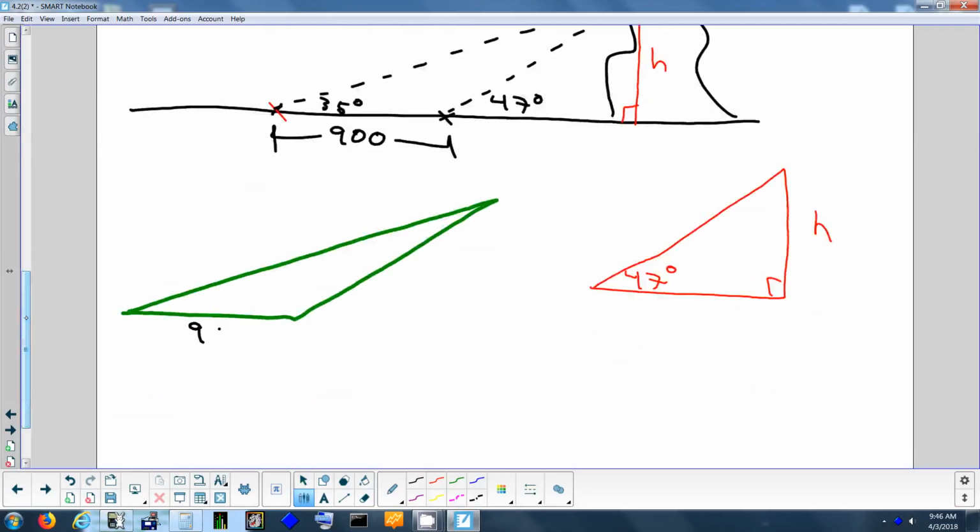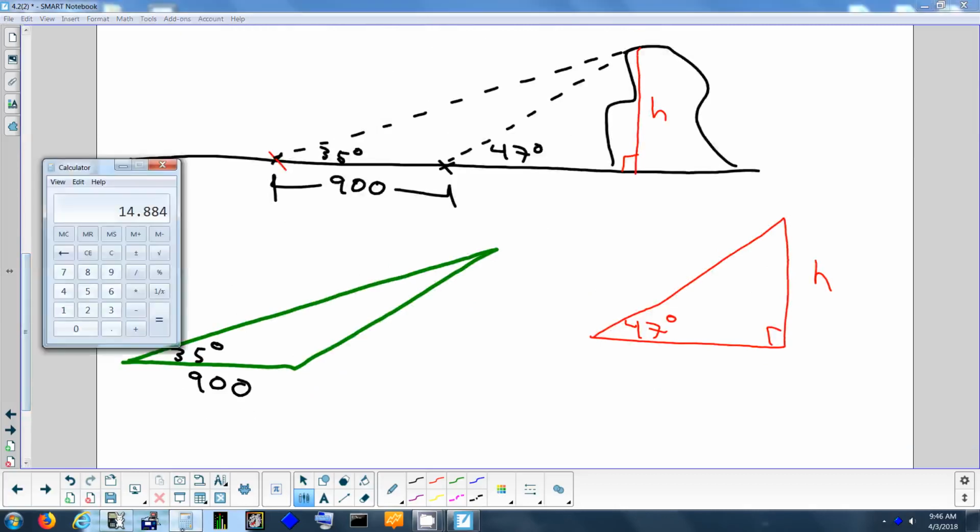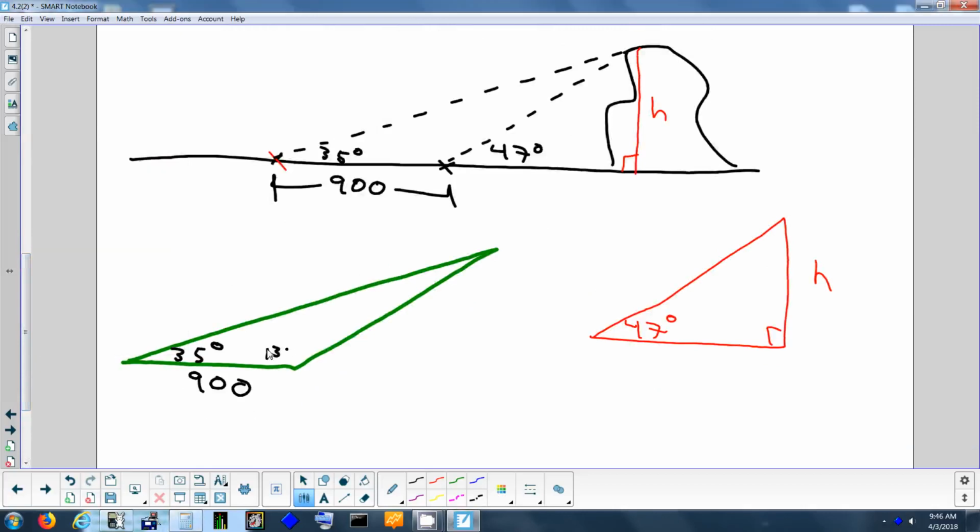Okay, so let's label some stuff here. We know this side is 900. We know this is 35. Well, what else can I label? It's not directly given to me, but I have information to find it. The large angle. How would I get that? Subtracting 47 from 180. Yep. Now I know this angle is 133.